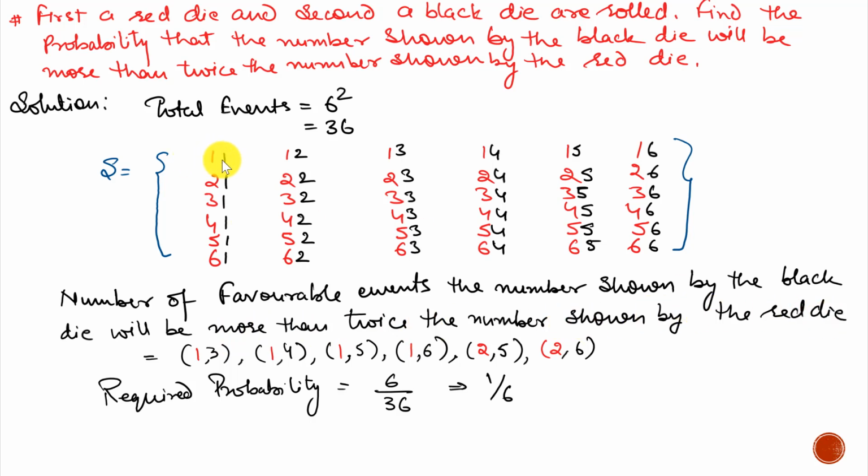Now the red die shows 1, so the number on the black die is more than twice, which gives 1 3, 1 4, 1 5 and 1 6. In the case of 2, we want the number shown on the black die to be more than twice the number shown on the red die. It is 2 5 and 2 6 and no other case. So the total number of cases is 6. So the required probability is 6 out of 36, which is 1 by 6.